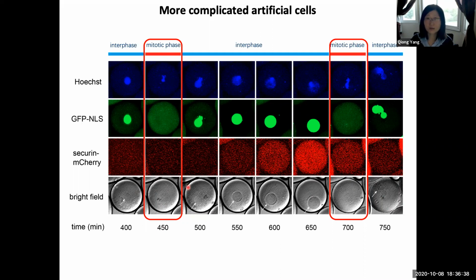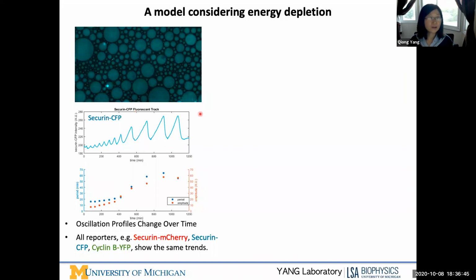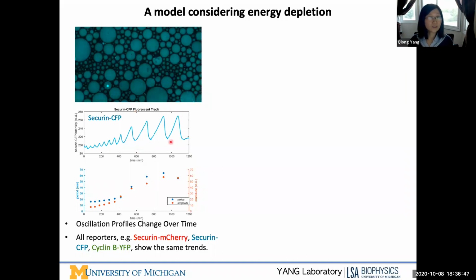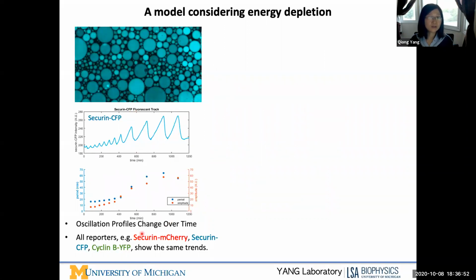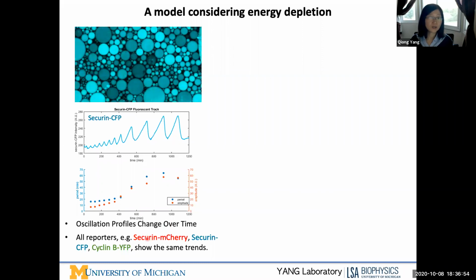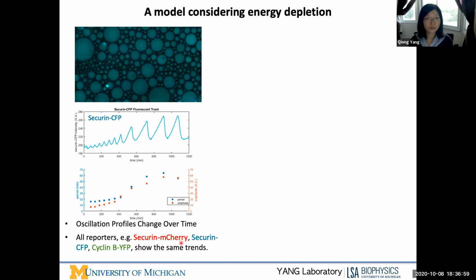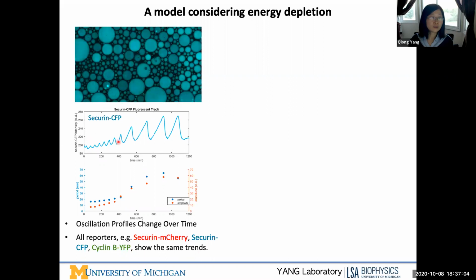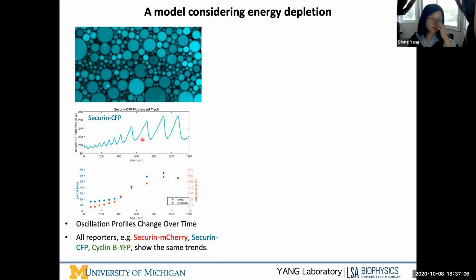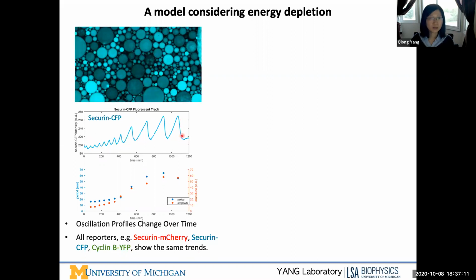Okay. So that's a characteristic of the cell cycle. With this system, we want to analyze the property of the oscillation. The first thing we realized was that regardless of what reporter we have, so we have different substrates, cyclin A or cyclin B, or different color fluorescence reporters, mCherry, CFP, and YFP, they always show this profile that has increased period, increased baseline, and increased amplitude.